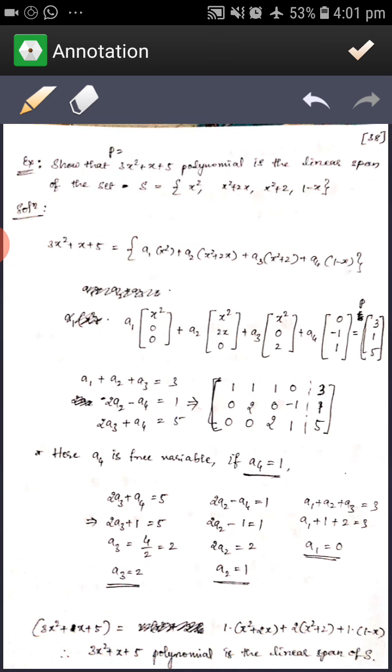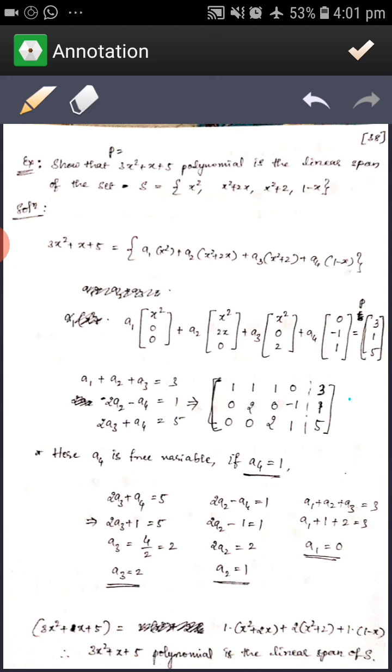So again we are writing in augmented matrix form, and after writing the matrix there is no need to reduce further because it is already in echelon form. So what we can say here, A4 is a free variable.